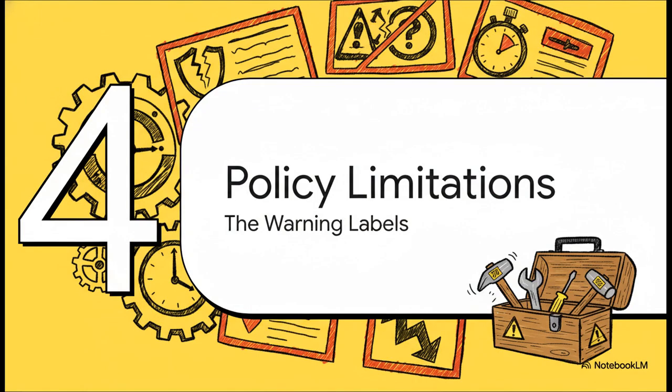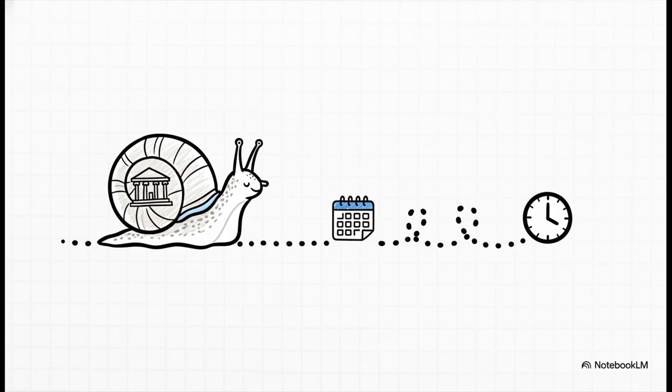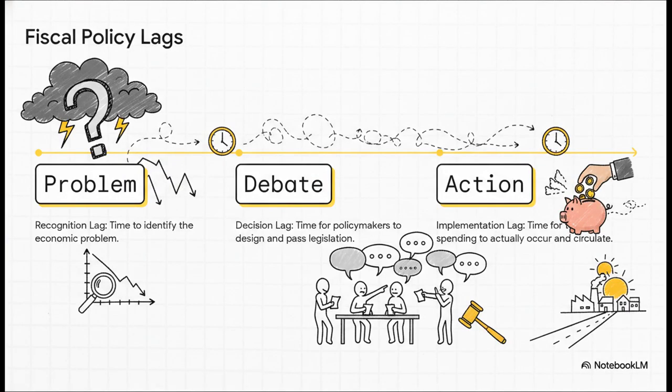But, and this is a big but, fiscal policy is not some magic wand. To really get those top marks, you have to understand its limitations. Think of these as the big warning labels on the side of the toolbox. The first massive problem is time. Fiscal policy can be incredibly, painfully slow to put into action, and this creates really significant delays, or what we call lags. This whole process has 3 stages.